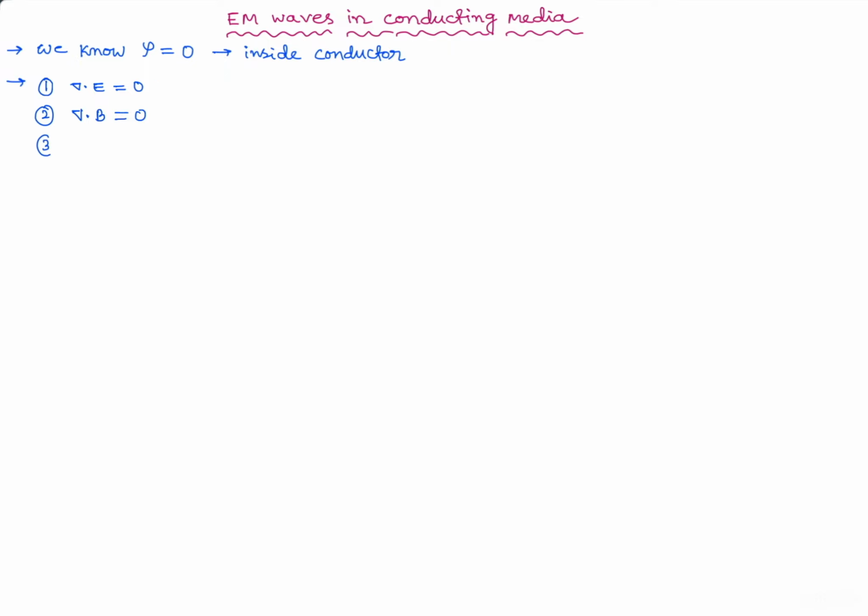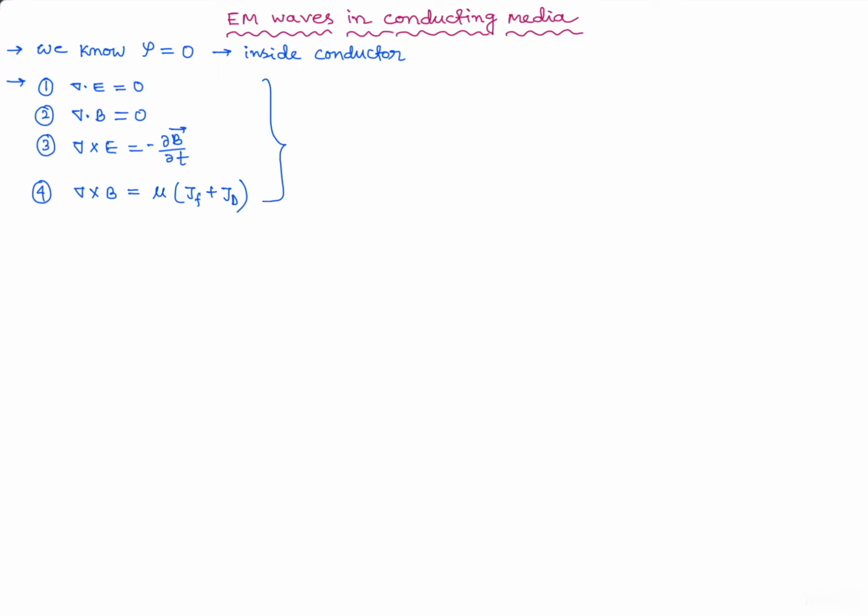Number 3, curl of E equal to minus del B del t. Number 4, curl of B equal to mu (J_f plus J_D). So these are the four Maxwell equations inside the conducting media.